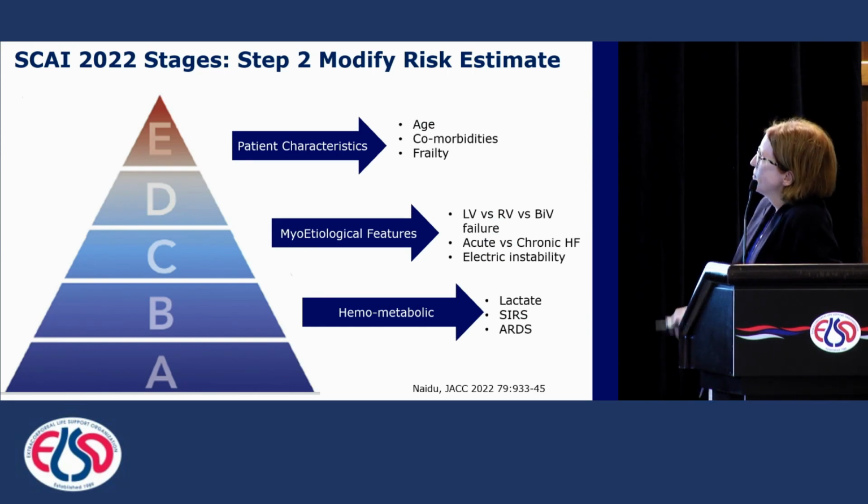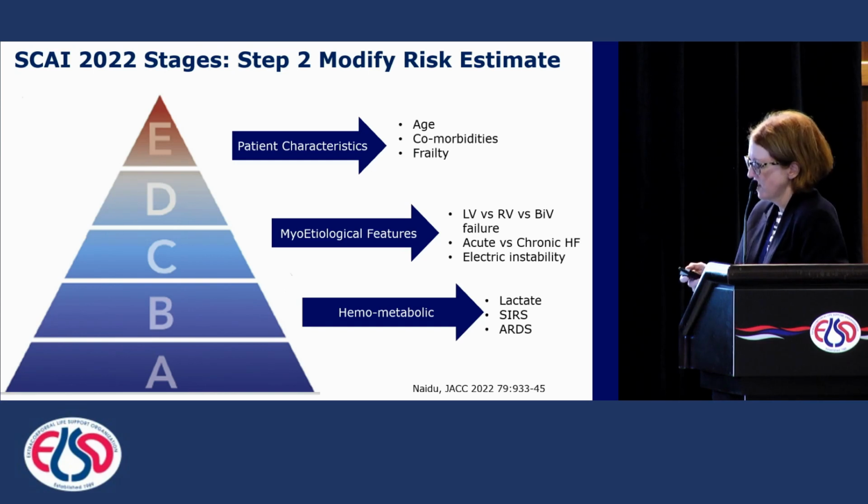What are the risk modifiers? Does my patient have other high-risk characteristics? Are they old? Are they frail? Myoetiological features, I kind of made up this word, but essentially, is this acute versus acute on chronic heart failure? Is there electrical instability? Has the patient arrested? Is this biventricular failure? And then hemometabolic factors: lactate, SIRS, ARDS.